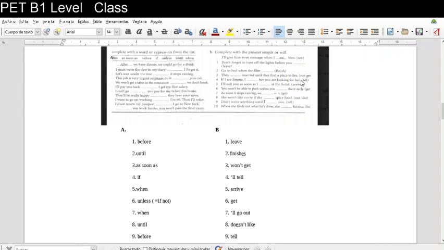The second part, then you have to fill in regarding the kind of verbal tense that is missing. Then, let's focus on A, complete with a word or expression from the list. And you had after, what after was already being used, as soon as, before, if, unless, until, and when. The example was, after we have dinner, we could go for a walk, for a drink. Then, number one, I must write a date in my diary before I forget it.